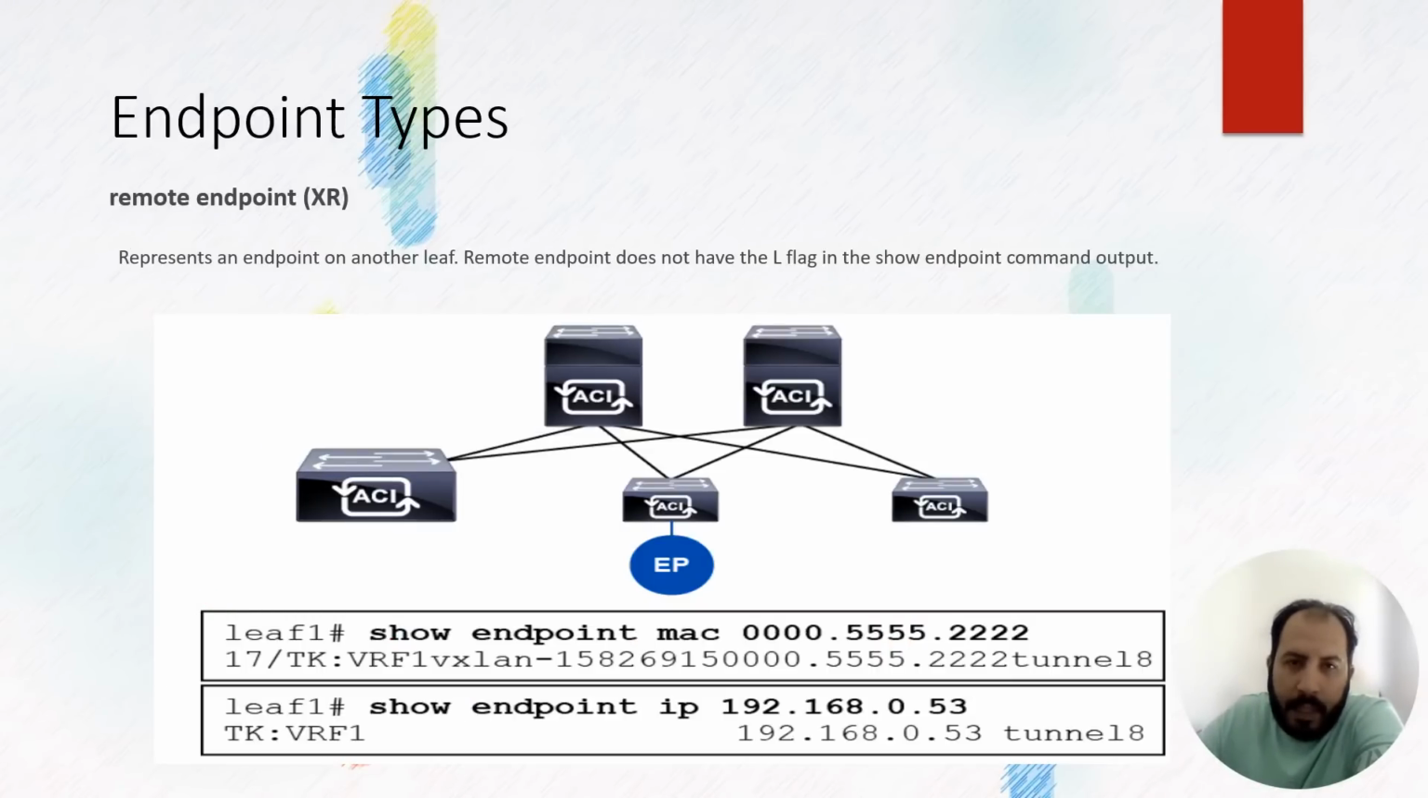Now, for the remote endpoint examination, if you type the same command, you will not be able to see an exit interface. Instead, you will see a tunnel interface referring to the TEP IP address of the next hop leaf that contains this host information, either its MAC address or IP address.